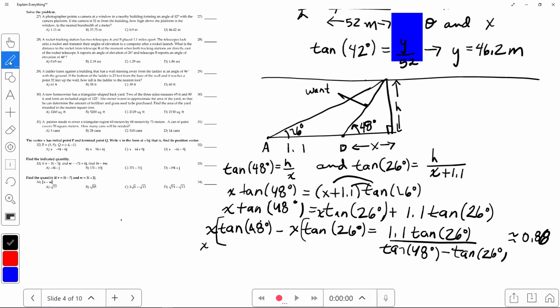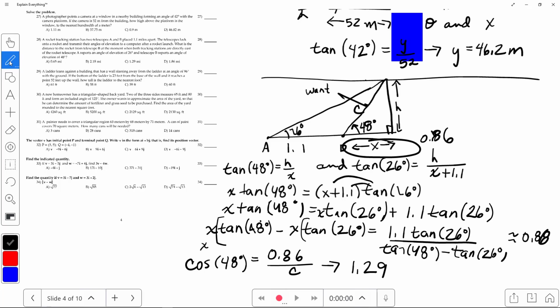and when I do that I get approximately 0.86. Okay, so in other words, I know that this value right here is 0.86, and I certainly have my angle of 48 degrees. And so since I know my adjacent, I can use my cosine. Cosine of 48 degrees equals my X, 0.86, over what I'm trying to find. Let's just call that C. And solving this, you should get 1.29 miles.